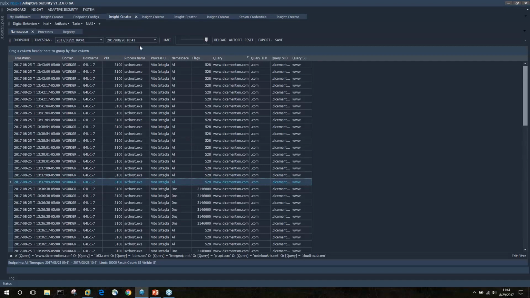Now, in this case, this was a search across 7 days of data across all endpoints in the enterprise. So this would quickly give me an indicator if this particular threat was present on any host other than the one that I had already discovered it on. But as I can see here, it is only on this particular G4L17.